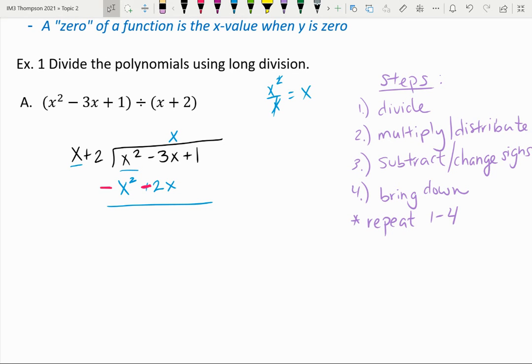X squared minus x squared, right? I subtract down, this cancels. Boom. Bye. And then I have negative 3x minus 2x, which gives me minus 5x. And I bring down the next term. That's one round. We've got to do more.